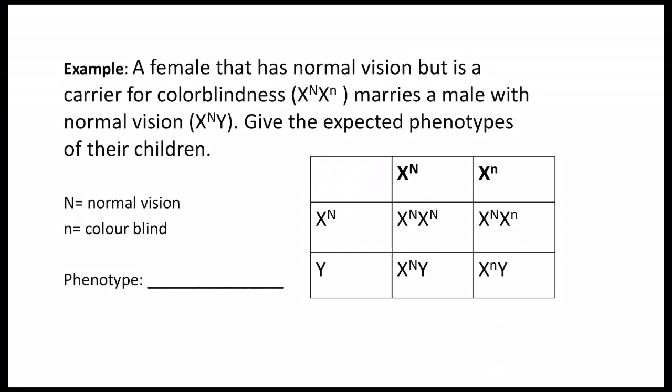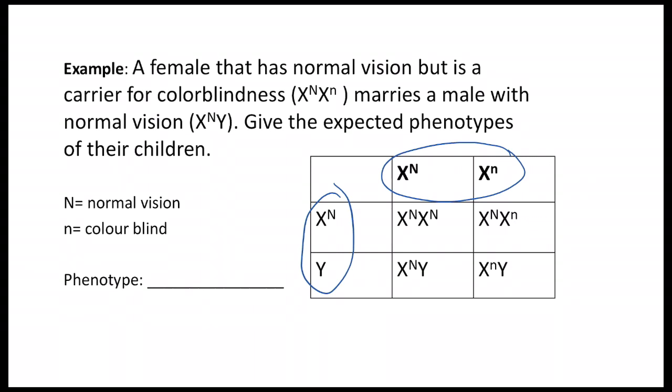So therefore you are a carrier. This woman does not have color blindness, but she does have the allele present. The male has normal vision, no allele present there for that one. So we're going to use the Punnett square shown here. We've got our female up top. Okay, so we have the mom and the dad, or the male and the female.